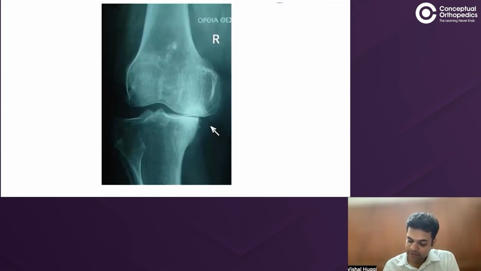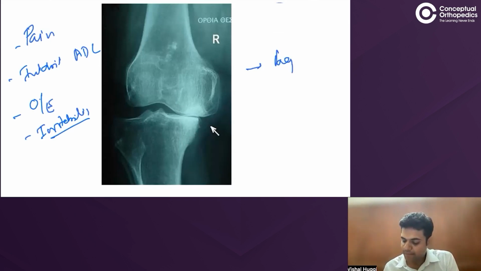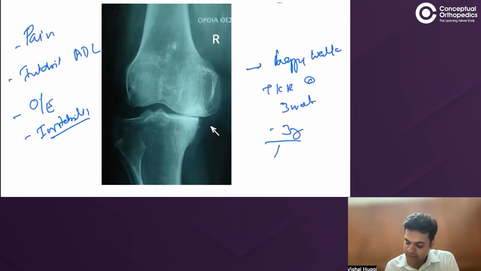This patient had the same pain and inability to do daily activities of living. Along with that, on examination, we found instability. This patient was very happy walking with TKR at 3 months, and at 3 years. In fact, this lady got us another 5 to 6 patients.